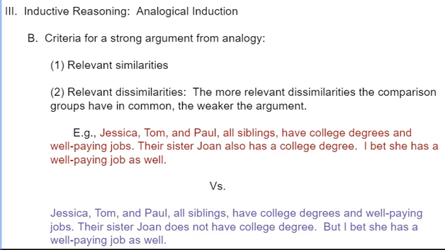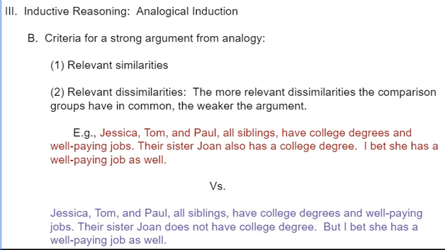Because there are dissimilarities here, right? Joan, yes, there's one similarity. She's a sibling, just like they all are. But there's a very relevant dissimilarity, namely, having a college degree. That's relevant because we know having a college degree does correlate to some extent with income. So this is a relevant dissimilarity. It matters that she's dissimilar in this way, and that makes the argument weaker. Whereas when there was a relevant similarity, the argument was much stronger.